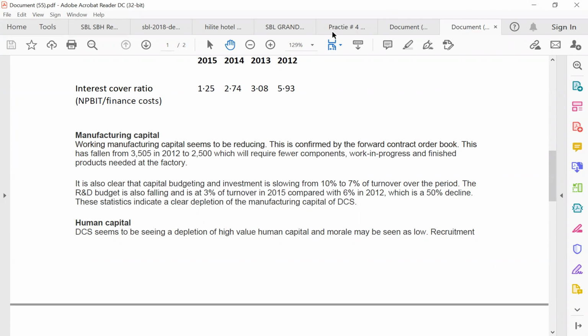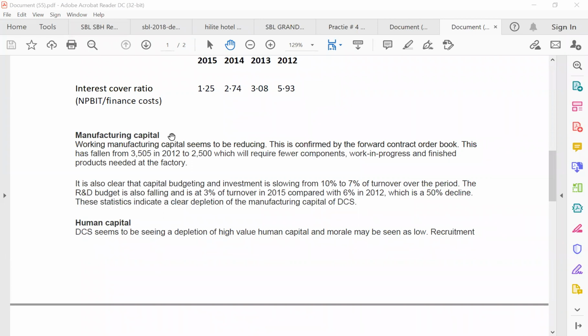Now, you can see I have talked about the manufacturing capital. Yes, it is 110% mandatory to write about each and every capital, unless the question says that for manufacturing capital, write only about manufacturing capital, or, let's suppose, human capital. Unless the question says the contrary, you will have to write about each and every factor of the six capitals. Then we have got the human capital.